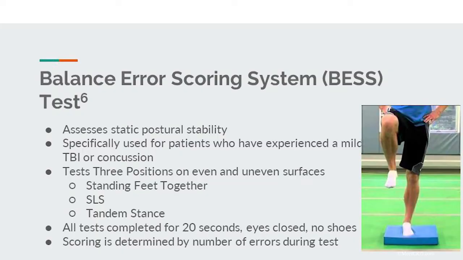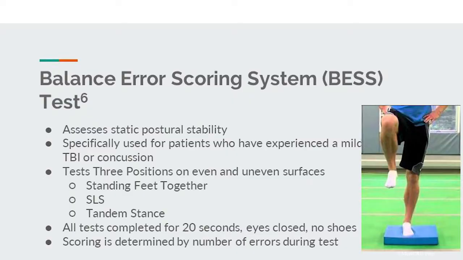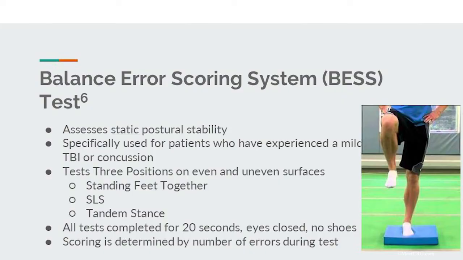Another thing that I really like to use is the Balance Error Scoring System, or what we call the BESS test. This is a really good balance and vestibular test where they assess static postural stability. This test is specifically used for patients who have had a concussion and or a mild TBI. This is the patient group that this was tested for. The test is actually really hard even if you haven't had a concussion or hit your head. There are 3 different positions you test them on, even and uneven surfaces. You test in Romberg stance, single limb stance, and tandem stance. They're all completed for 20 seconds.